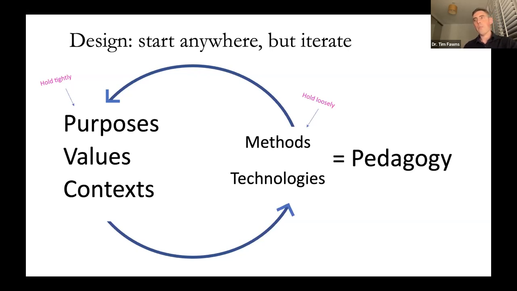Thinking about the context, who are our learners? What level are they at? What discipline are they in? What's going on for them in the background? What's the economic climate like? What's the employment climate like? What's the institutional climate like? What are the traditions and cultures that they're coming from? Bearing all of those in mind.